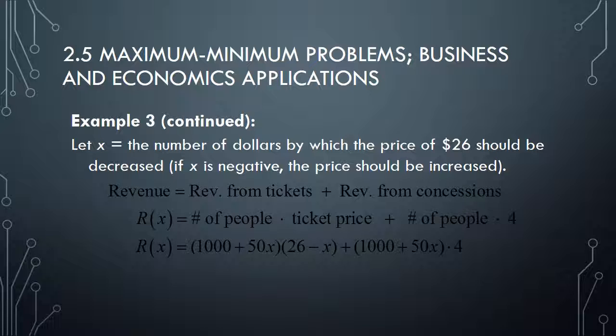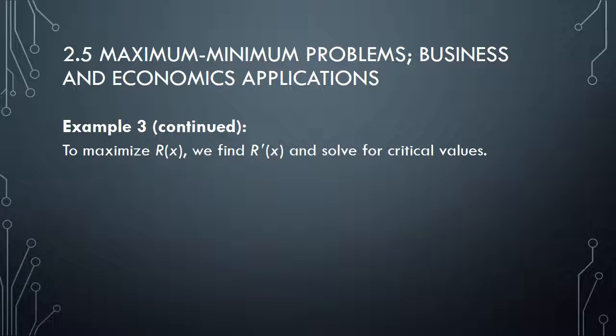So 1,000 plus 50x times 26 minus X. Again, X being what you're going to reduce the ticket by. Plus 1,000 plus 50x, that's the number of people again, times 4. Put all the numbers in and simplify, and we get this equation. We want to find the derivative of revenue and solve for critical values. So the derivative is negative 100x plus 500. And solving, we get x is 5. So 5 is our critical value.